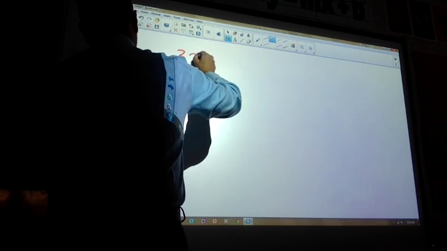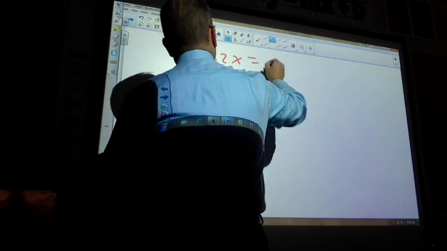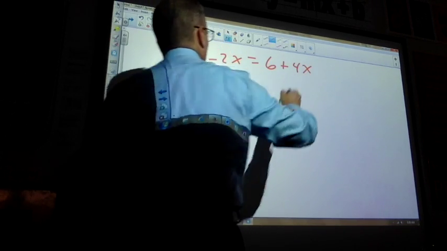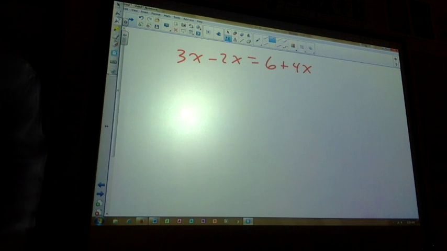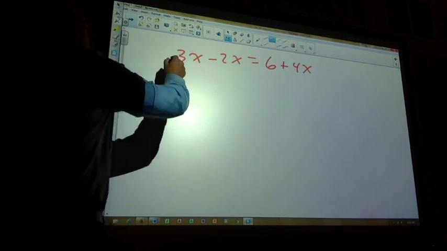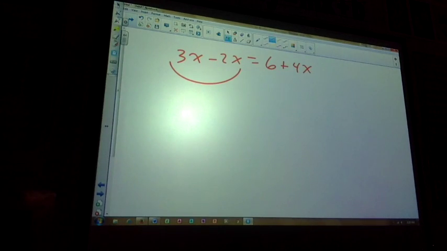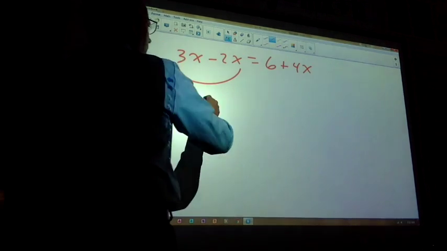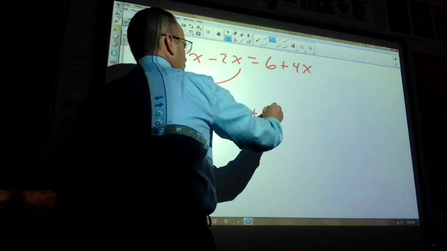Number three. 3x minus 2x equals 6 plus 4x. I do have some like terms. What do you think? Combine them. If I combine those together, what do I get? X. Is 1x and x the same thing? Yeah. So I'm just going to put x equals 6 plus 4x.